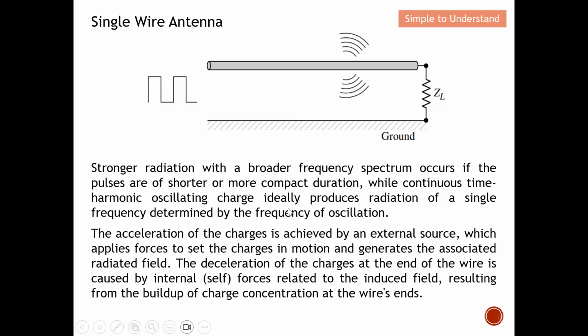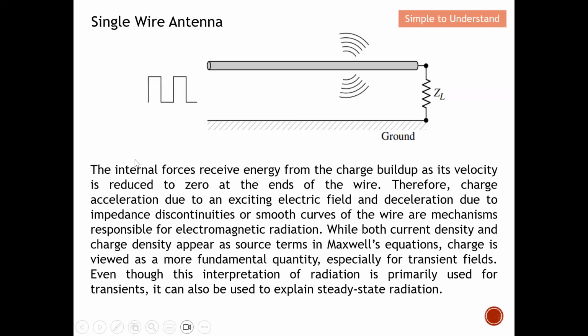So, let's come to the last slide here, on the single wire. The internal force receives energy from the charge build-up as its velocity is reduced to zero at the end of the wire. What does it mean? This means that the internal force receives the energy from the charge build-up. The velocity comes to zero when they reach the end of the wire. Therefore, charge acceleration due to an exciting electric field and deceleration due to impedance discontinuity or a smooth curve of the wire are the mechanisms responsible for EM radiation.